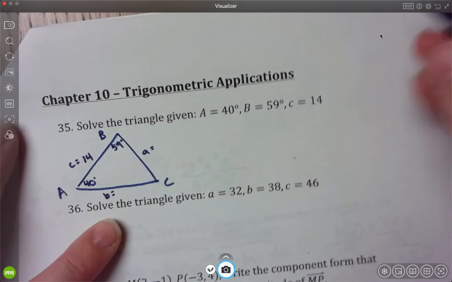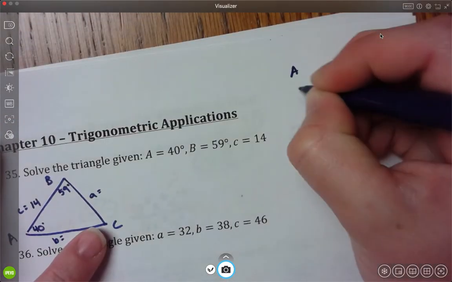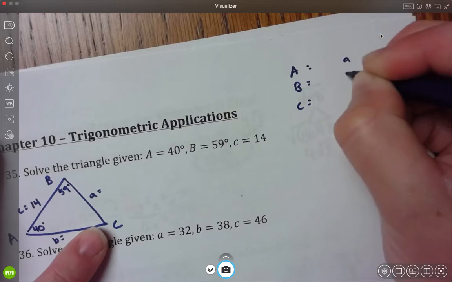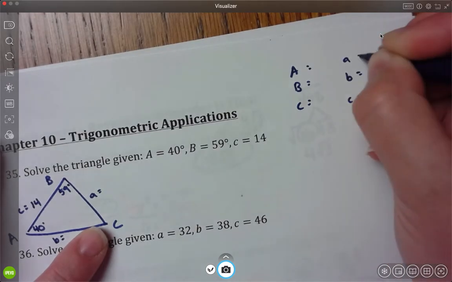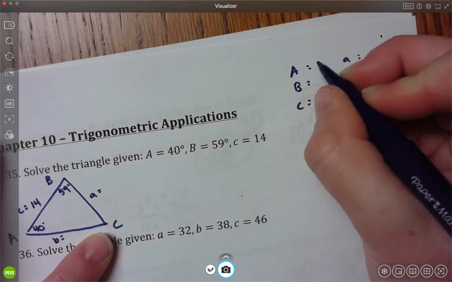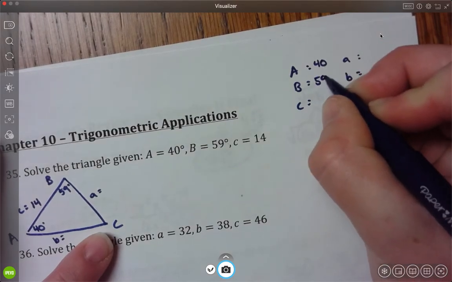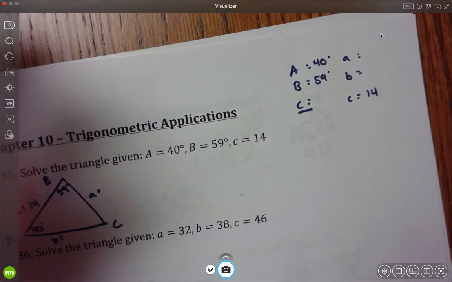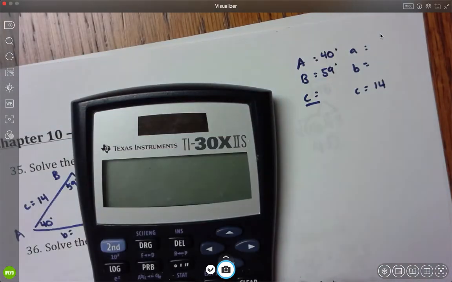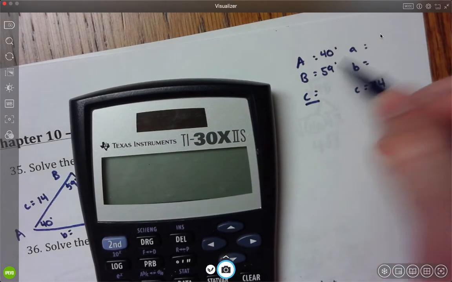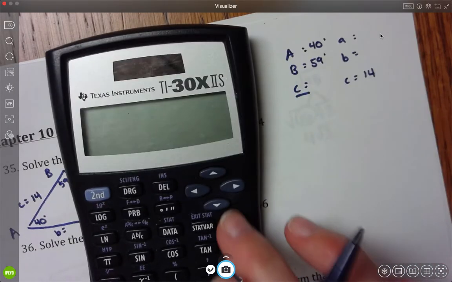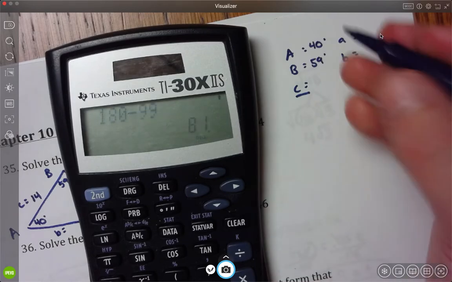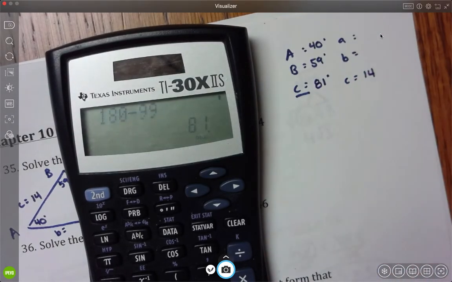Okay, I'm going to list that out over here. A, B, C, lowercase a, lowercase b, lowercase c. 14, 40, 59. One thing that I can do is find capital C real quick. All of them have to add up to 180. So 40 and 59 is 99 degrees. So I'm going to take 180 and subtract 99, and that is 81 degrees. So that's what capital C is.